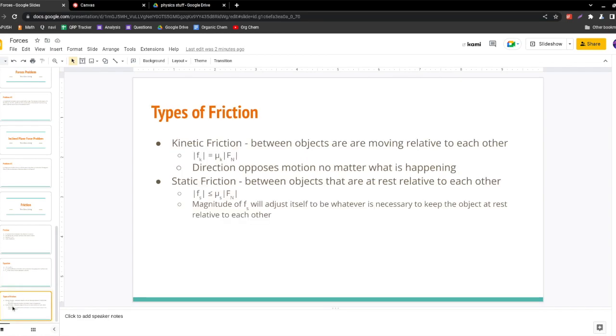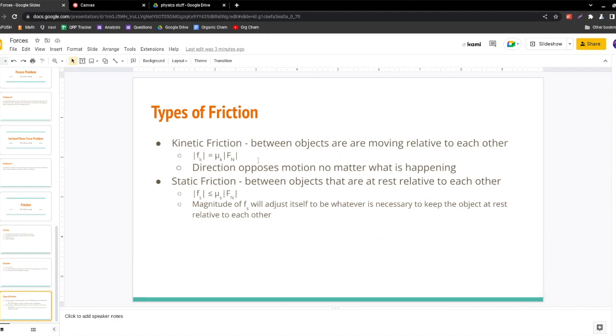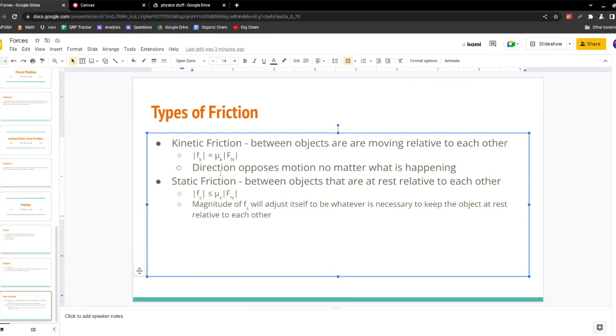And then moving on, we have two types of friction. So kinetic friction and static friction. Starting with kinetic friction, it's the friction between objects that are moving relative to each other. So that sounds a bit complicated, but if the objects are already moving, then there's a kinetic friction force. And here's the equation right here. The direction of it opposes motion no matter what is happening. So you can see that in the free body diagram. We have a free body diagram video somewhere. I'll explain a little bit more about kinetic friction in a moment after we learn what static friction is.